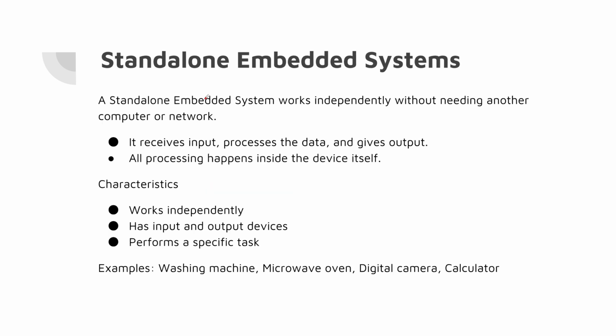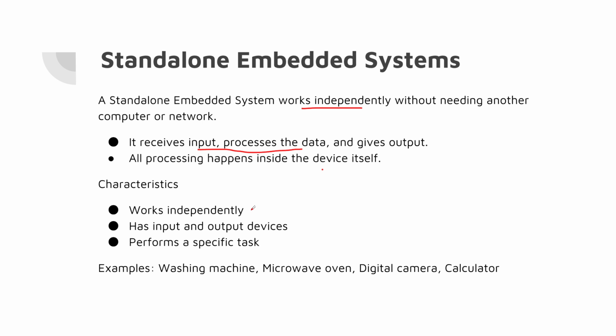The first one is the standalone embedded system. A standalone embedded system works independently without needing another computer or network. If the system is there, it works on its own without needing any input or support from a computer or network. It receives the input, processes the data, and gives the output. Everything happens inside the device itself. Those types of systems are called standalone embedded systems.